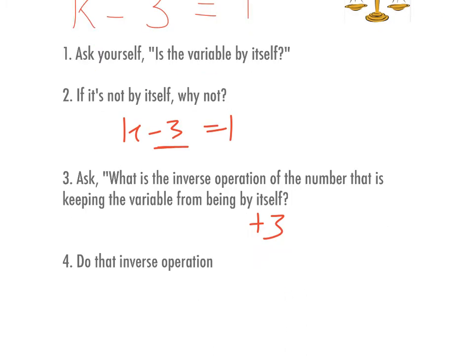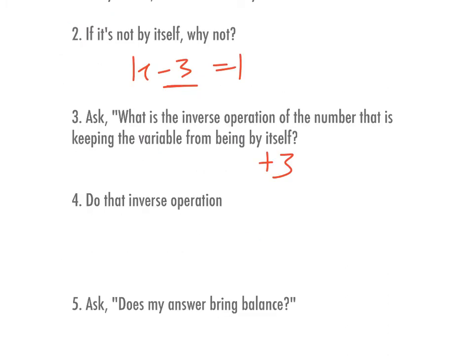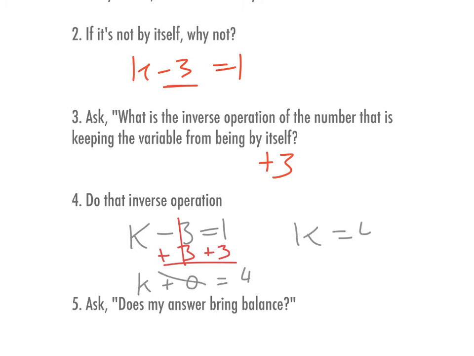That's add 3. And now we're going to do that inverse operation by taking our k minus 3 equals 1, and we're going to add the 3 to both sides, and it cancels out there because negative 3 plus 3 is 0. So you could write k plus 0 is equal to 4 if you want, but we really don't need that, so we could just write it as k equals 4, and that makes sense, right? Because if we plug that back into the original problem, 4 minus 3 is 1. And then ask, does it bring balance? That's really what we're doing by checking our solution for balance.